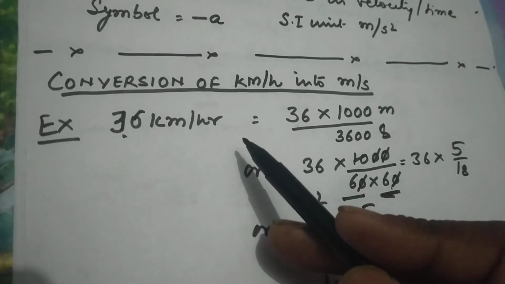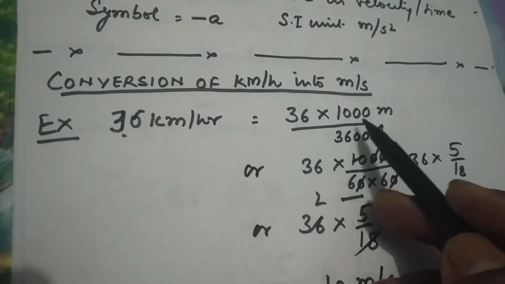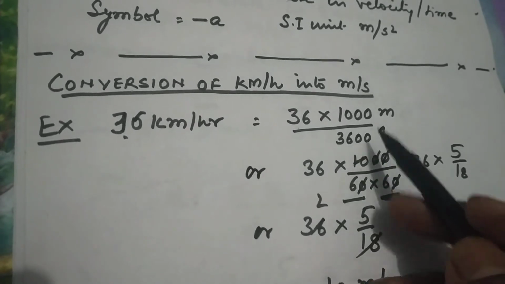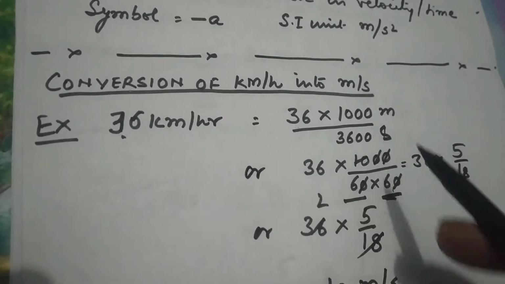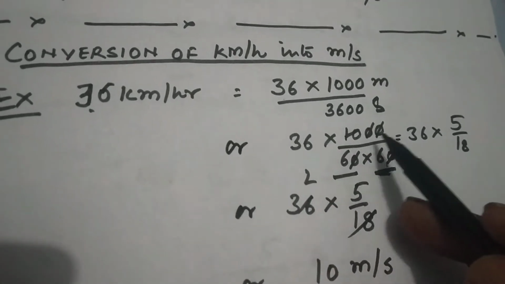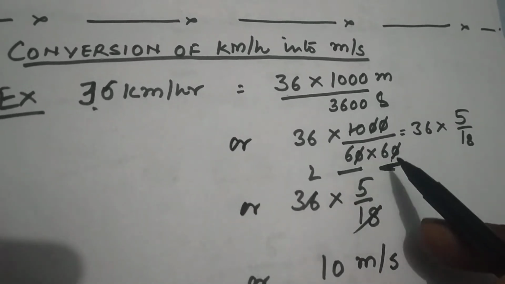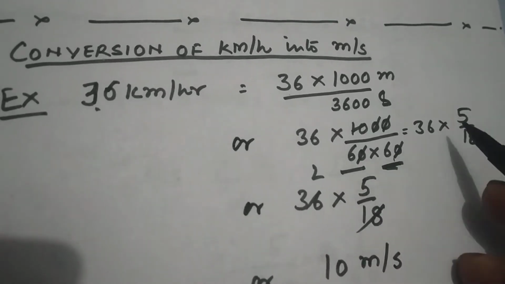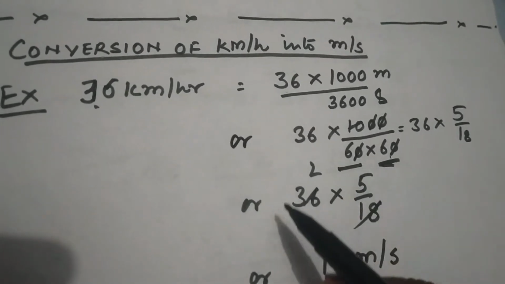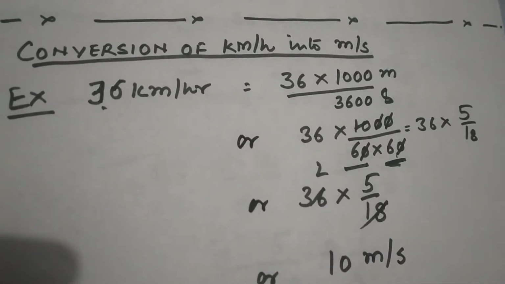36 kilometer per hour. If you want to convert kilometer, 1 kilometer is 1000 meter, and 1 hour is 60 into 60, that is 3600 seconds, which you already learned in the junior classes. I have already shown the steps here also. 36 multiplied by 1000 upon 60 into 60, that is 60 minutes into 60 seconds. So the zeros get cancelled, and you are left with 10 upon 36. Further simplifying, you get 5 upon 18. In other words, we directly multiply 36 into 5 upon 18, and if you further simplify, you get the answer 10 meter per second.